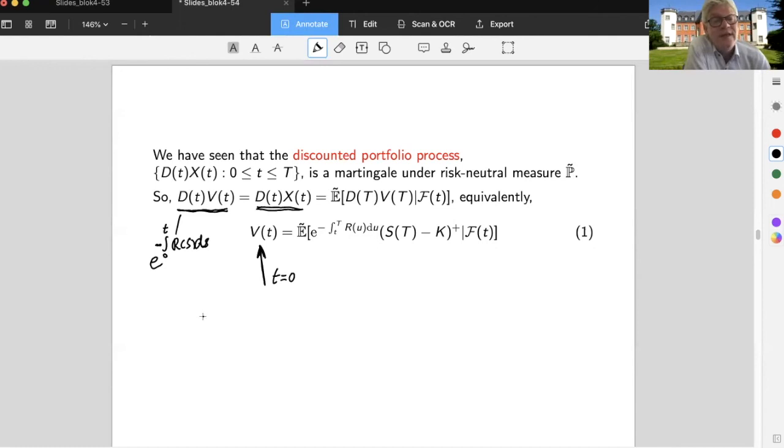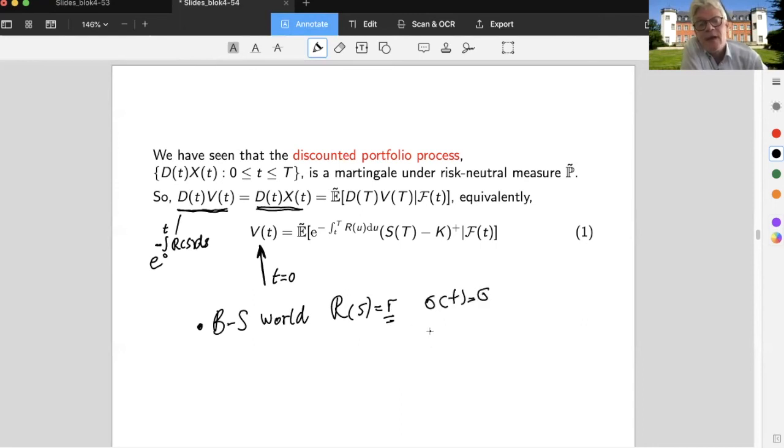Now, with this I close this lecture, but in the next lecture, we will say, okay, let's be under the Black-Scholes world, where R(s) is just a constant, little r, sigma(t) is just a constant sigma, and alpha(t) is just a constant alpha. And under these assumptions in the Black-Scholes world, we can come up with the closed form solution for the Black-Scholes price. The closed form solution we have seen at the end of chapter 4, but we promised to derive it in chapter 5. So that is for the next lecture.